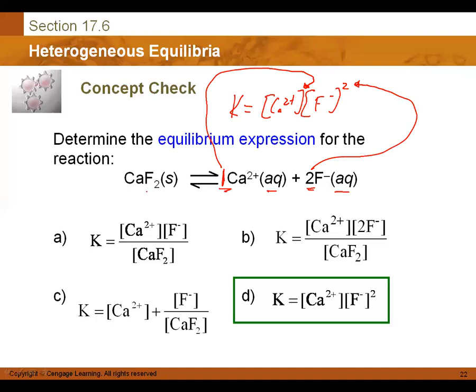But now when we get to our reactant side, we do have a solid, so it would not be included in the equilibrium expression. And this here would be our equilibrium expression, which is what they have boxed on the bottom. So again, always products over reactants, and just eliminate anything that's a solid or a liquid.